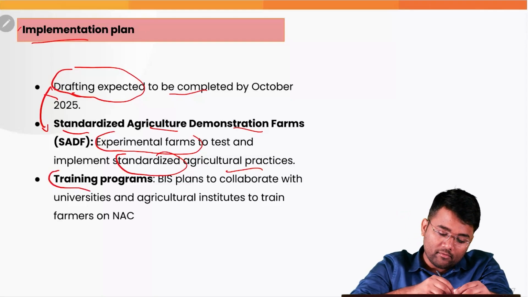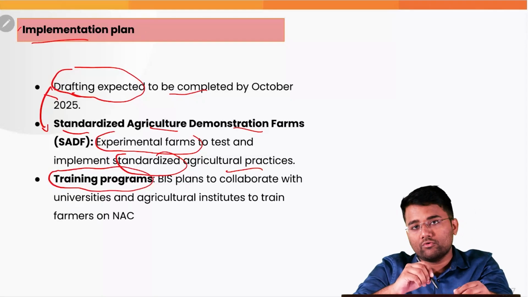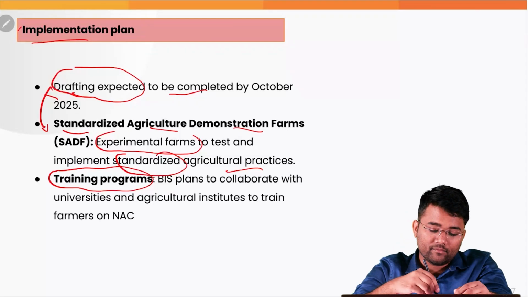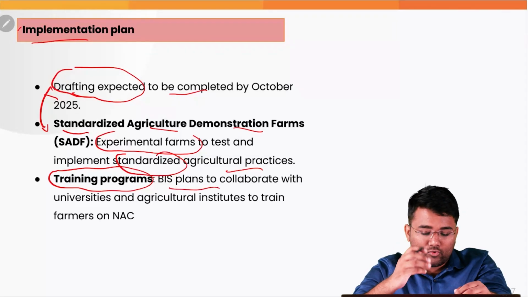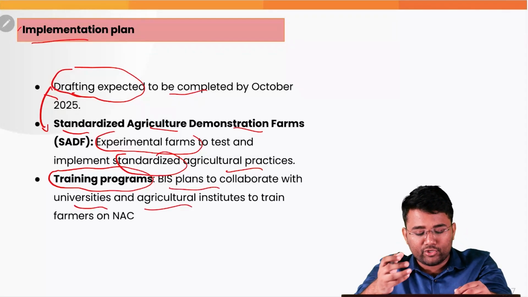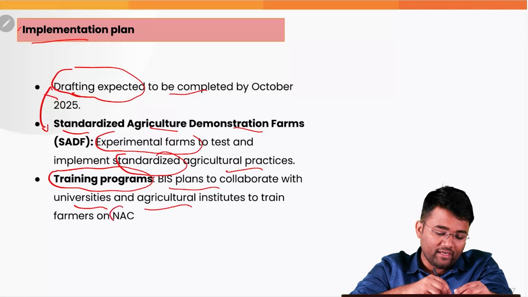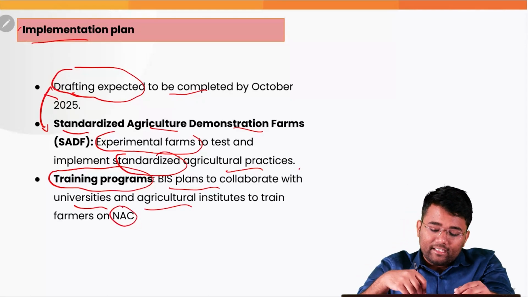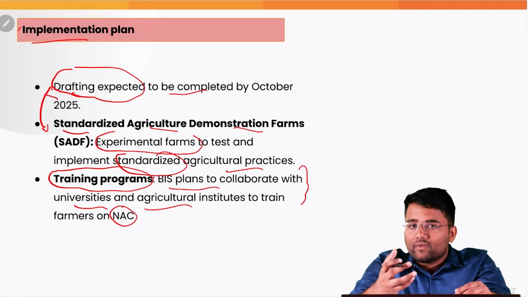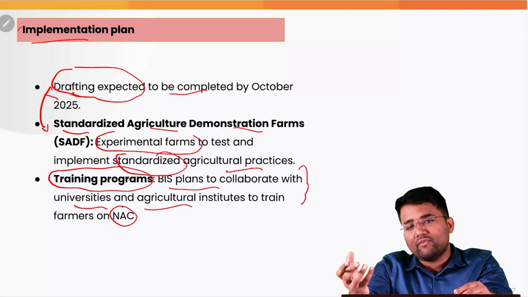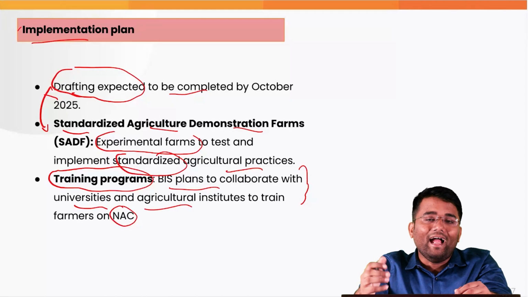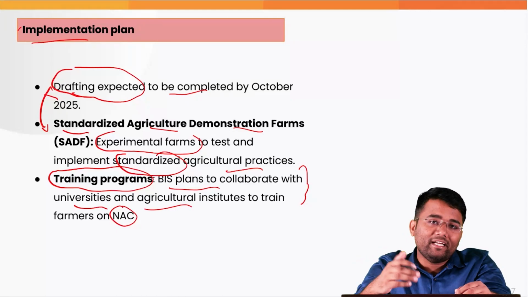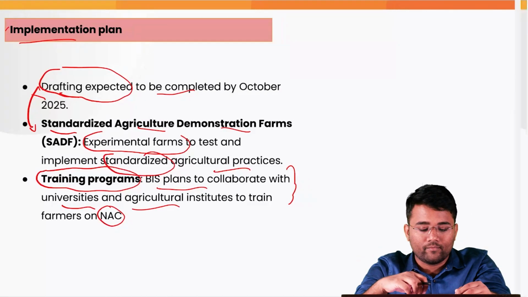Then the BIS will also run various training programs, and it plans to collaborate with universities and agriculture institutes to train the farmers on the National Agriculture Code. And moreover, it is not possible to train all the farmers. That's why some farmers will be picked and trained, and then a trickle down approach might be followed in this regard also.